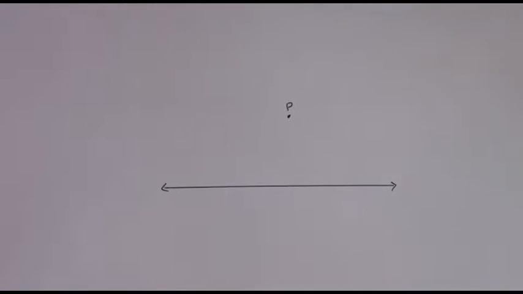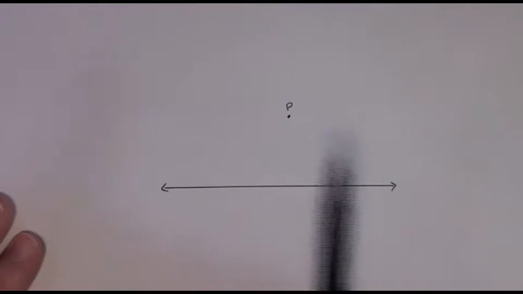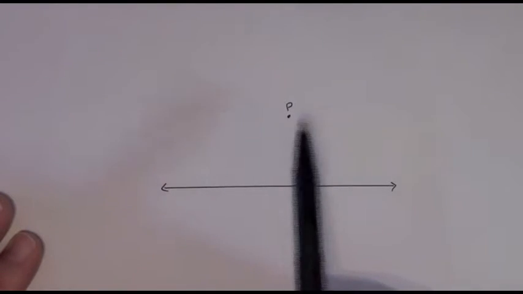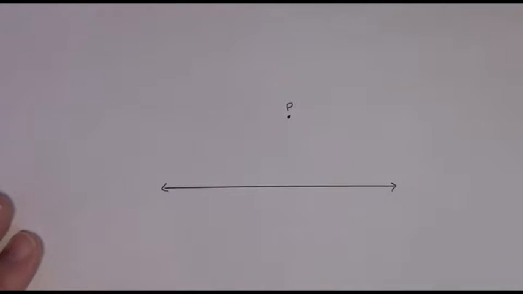Creating a parallel line through point P. So first we start with a given line and a given point P. If they didn't give you a point P and they just want you to construct a parallel line, well, go ahead and give yourself a point P somewhere on your paper.